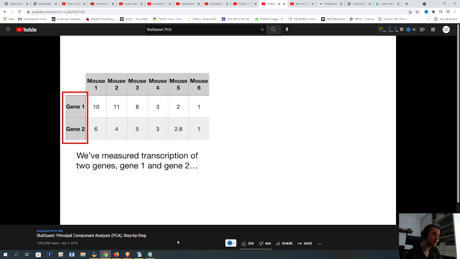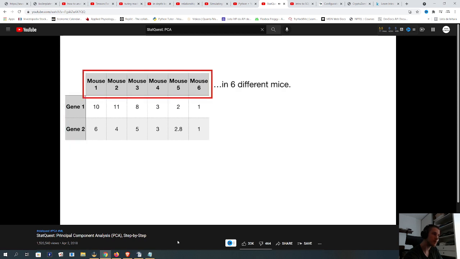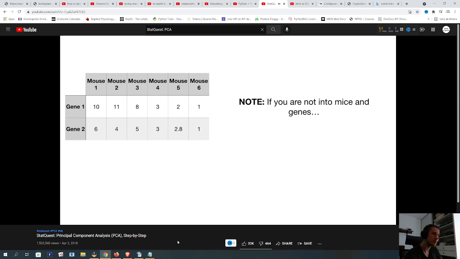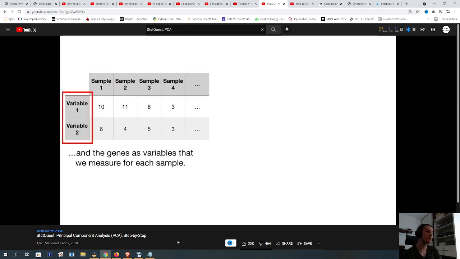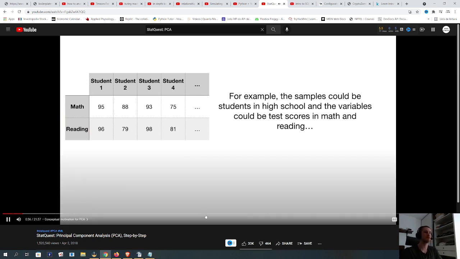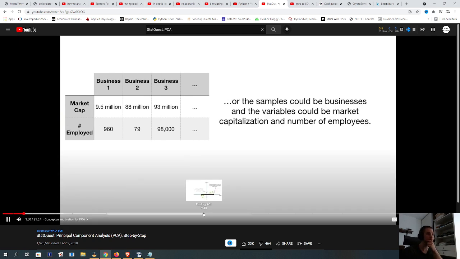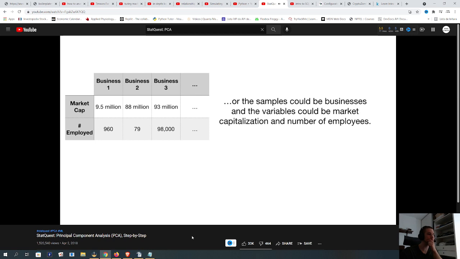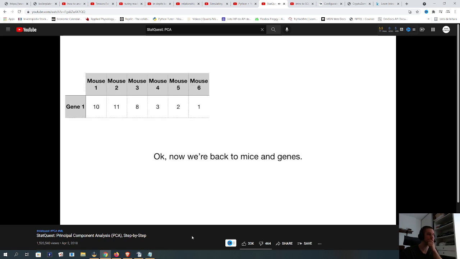We've measured the transcription of 2 genes, gene 1 and gene 2, in 6 different mice. Note, if you're not into mice and genes, think of the mice as individual samples, and the genes as variables that we measure for each sample. For example, the samples could be students in high school and the variables could be test scores in math and reading. Or the samples could be businesses, and the variables could be market capitalization and the number of employees. Okay, now we're back to mice and genes, because I'm a geneticist and I work in the genetics department.